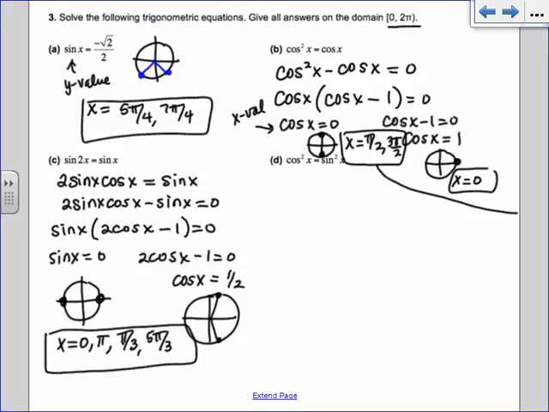So I know you're probably not super speedy on those now. That's okay. You can have your unit circle in front of you for now, but you will get better at them throughout the year. All right, so next one is cosine squared x equals sine squared x.